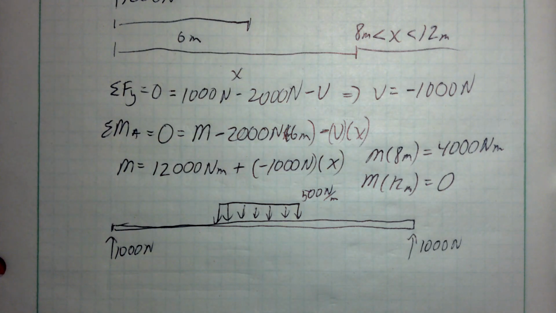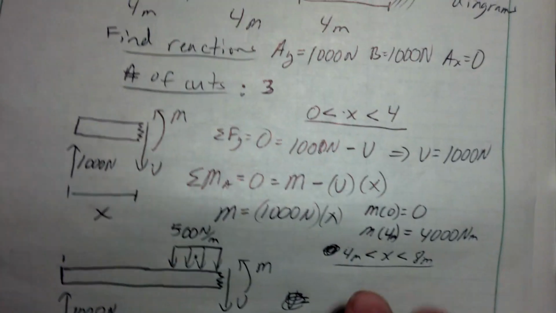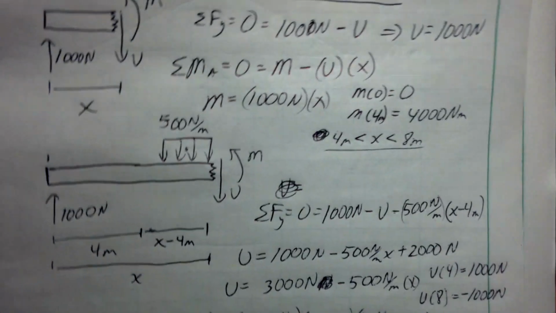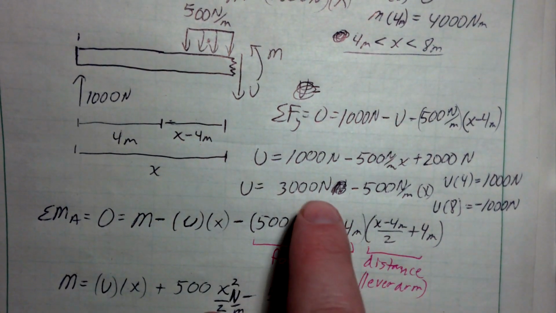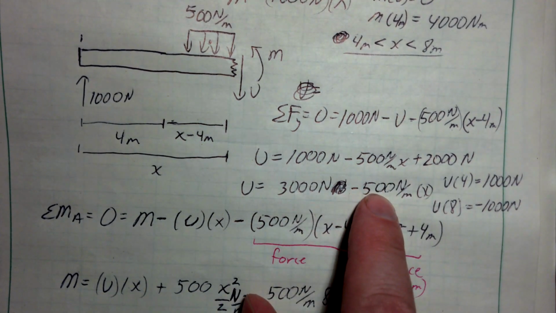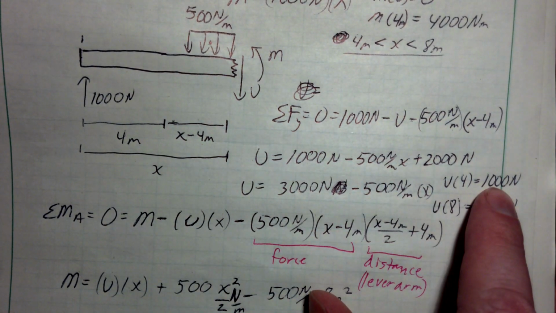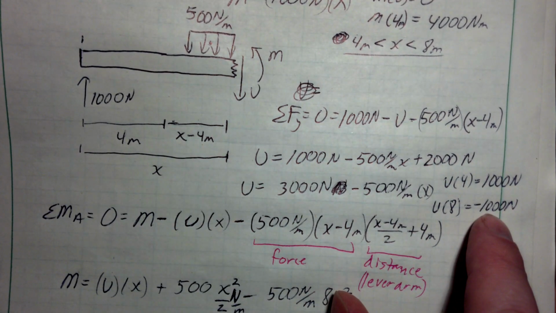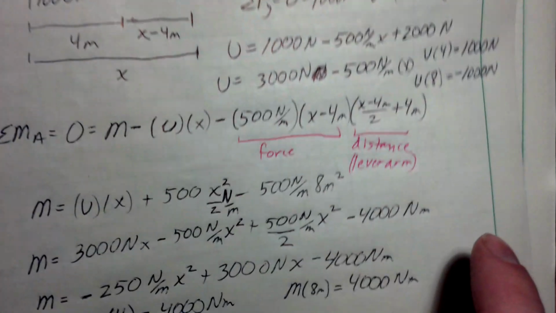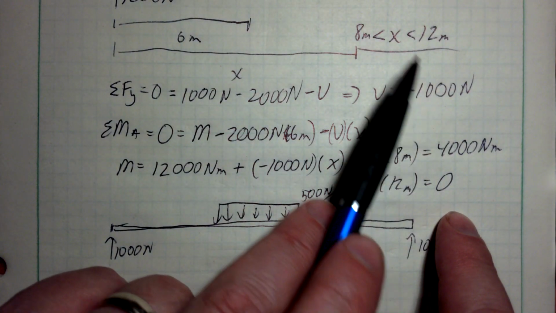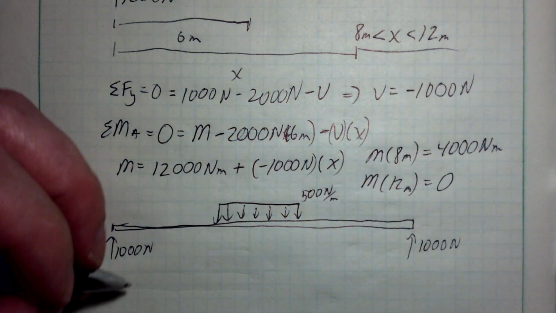Well, if you go back and look at your equations for the shear, let's draw the shear first. Remember, on our first cut, our shear stays a constant 1,000 newtons. In our second cut, it's a linear expression with a negative slope, starting at a positive 1,000 newtons at x equals 4 and going down to a negative 1,000 newtons at x equals 8. In our third cut, the shear is a constant negative 1,000 newtons from 8 to 12. So that looks like this.